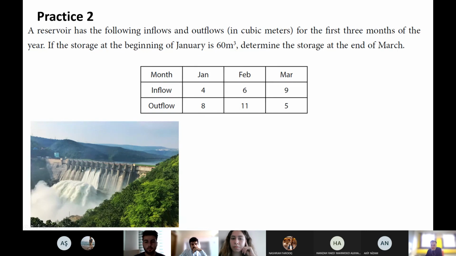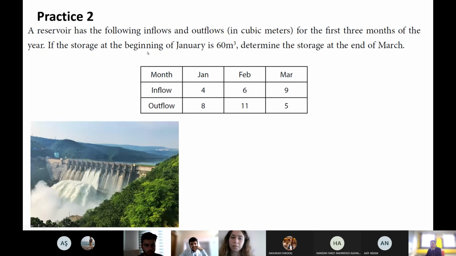Here you see outflow. And the question says that a reservoir has the following inflows and outflows for several months. Inflow for January, February, and March is given. What is the unit? Cubic meters. Yes, you see it is in terms of volume, not discharge. It gives in terms of volume. Cubic meters at February 6, at March 9.